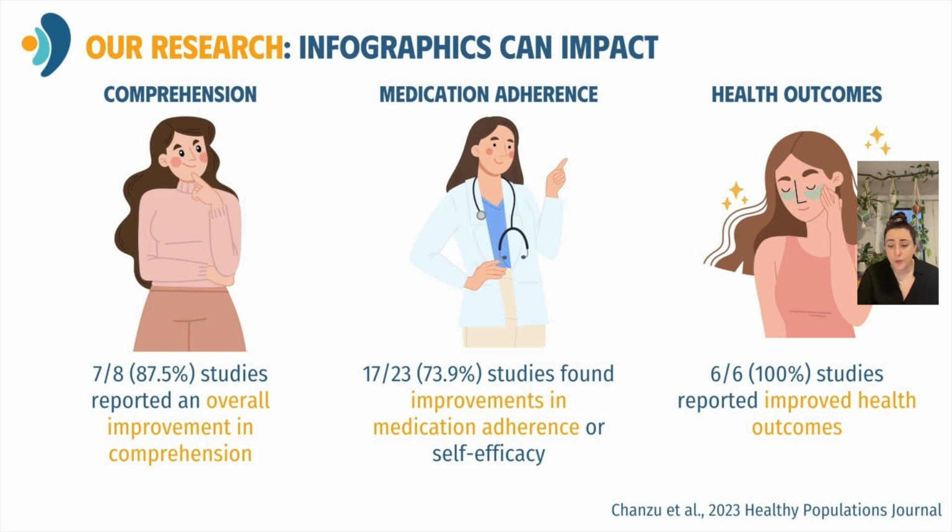And probably most importantly, for health outcomes generally, 6 out of 6, or 100% of the studies, reported improved health outcomes. What this tells us is that if there was a medication that could have this type of efficacy at improving health outcomes, medication adherence, and comprehension, we would definitely invest in it. Visuals are extremely important for communicating health science, as well as science communication and knowledge translation.